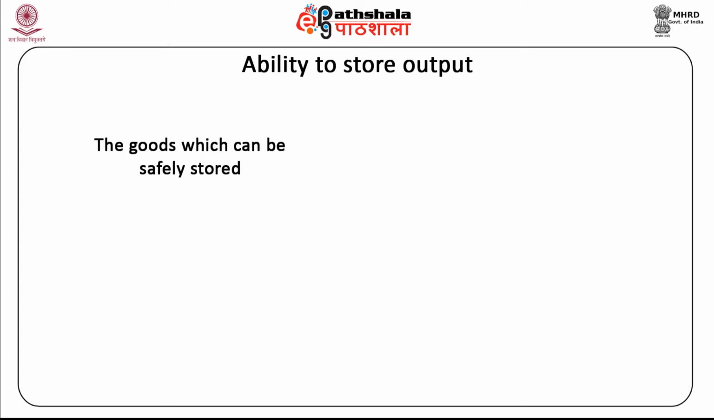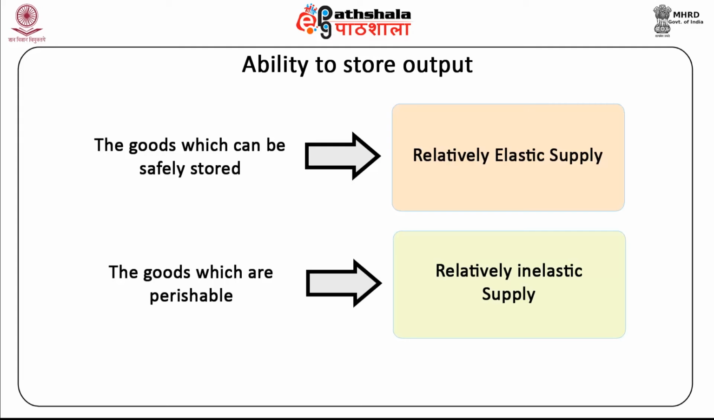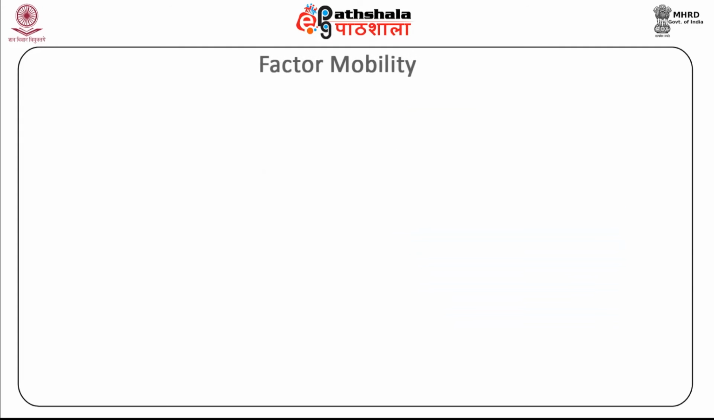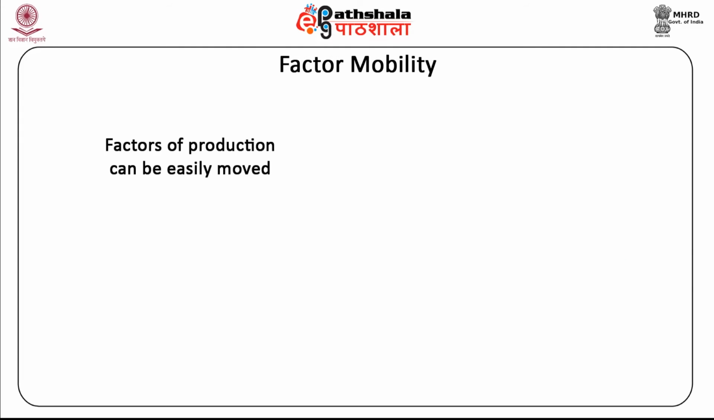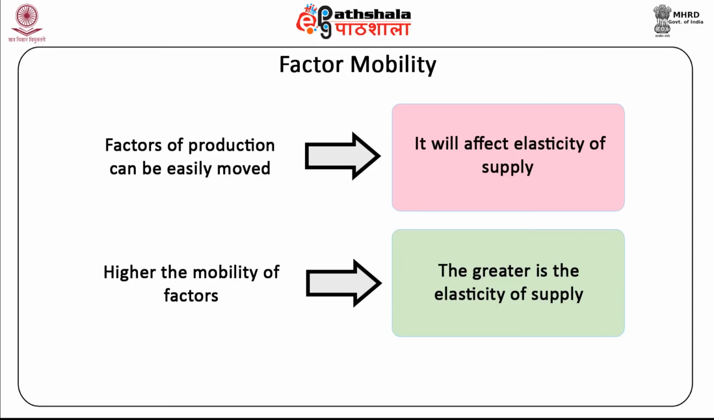The ability to store output. The goods which can be safely stored have a relatively elastic supply over the goods which are perishable and do not have storage facilities. Factor mobility. If the factors of production can be easily moved from one use to another, it will affect the elasticity of supply. The higher the mobility of factors, the greater is the elasticity of supply of the good and vice versa.